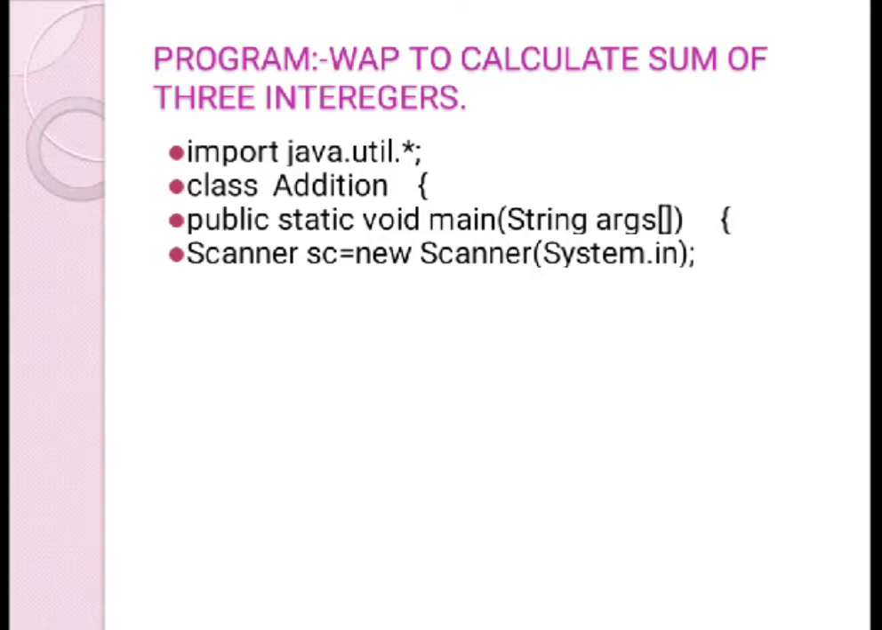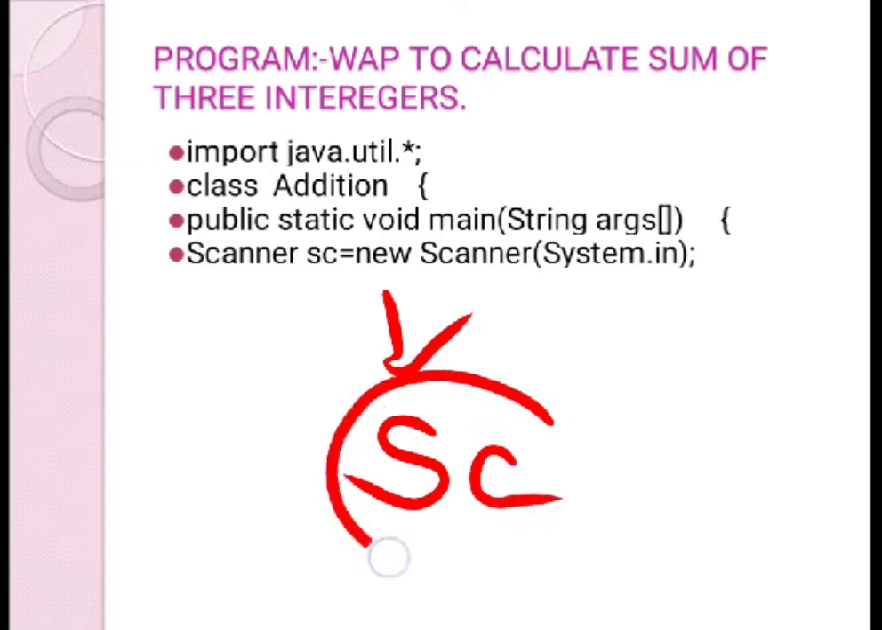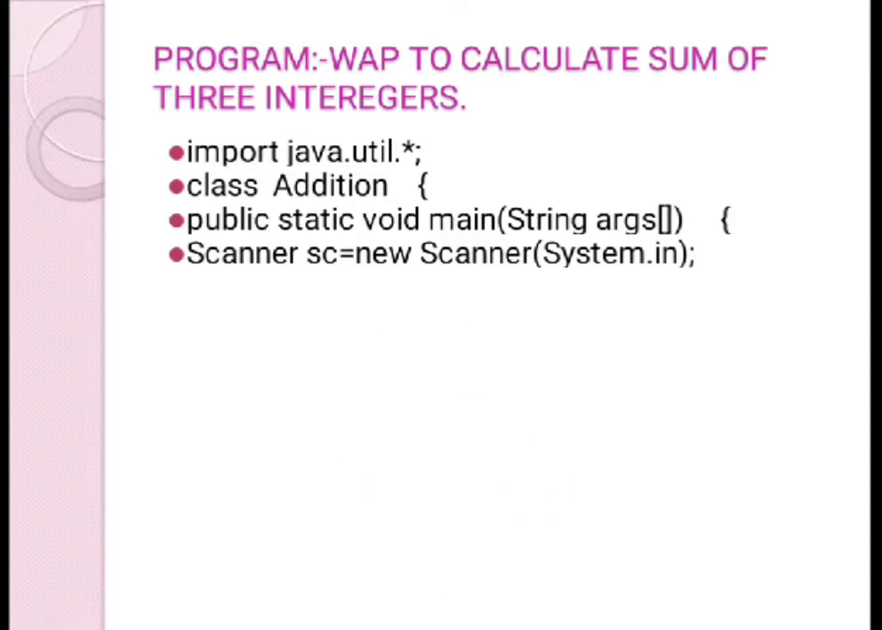new is a keyword which helps to allocate memory to the instance object. So what is the instance object over here? It is sc. It generates memory for sc in the compiler. Okay. Now again the class name, and in brackets System.in.